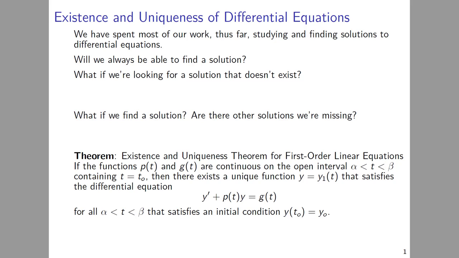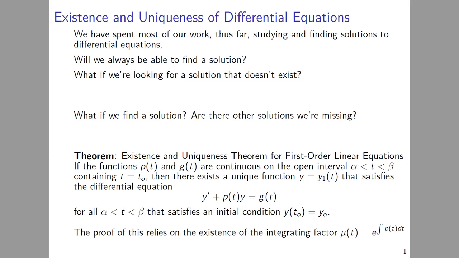It says that if functions p of t and g of t are continuous on the open interval t between alpha and beta that contains the initial point t equals t naught, then there exists a unique function y equals y1 of t that satisfies the linear differential equation y prime plus p of t y is equal to g of t for all values of t on an interval from alpha to beta, where this solution also satisfies the initial condition y of t naught equals y naught.